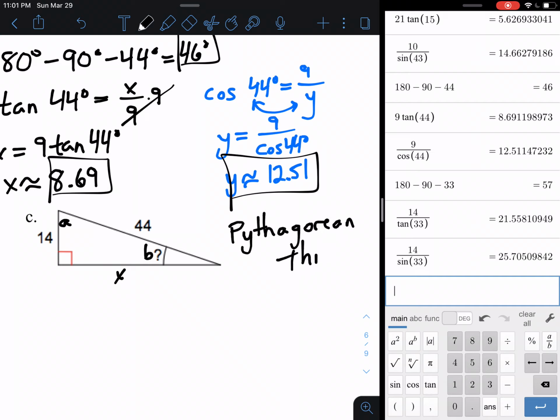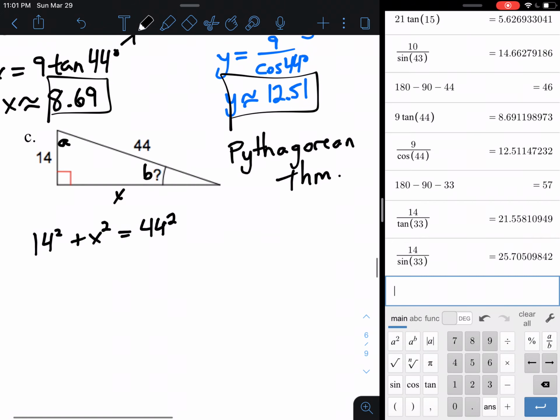But yeah, Pythagorean theorem. So in order to do that, we're going to take our two shorter sides, so 14 squared plus x squared is equal to 44 squared. Notice that I'm not writing out a squared plus b squared equals c squared. That wouldn't make much sense because a and b are angles. So in this case, you can't even use the normal theorem like you would want to. But let's go ahead and solve this then.